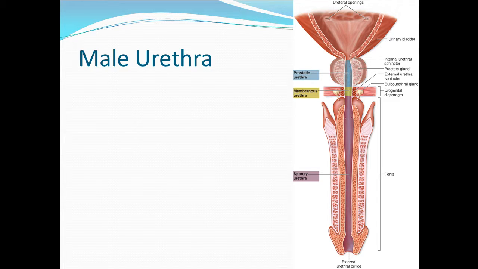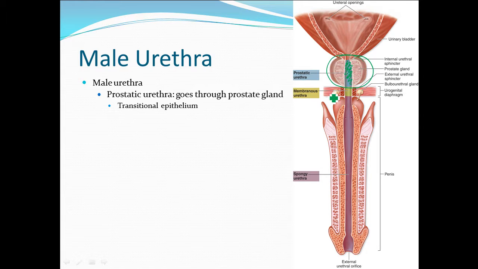Actually, I guess we talk about it now. I thought we were talking about it in the reproductive system. Okay, so there's 3 regions of the male urethra. We have the prostatic urethra, and like the name implies, this is going to be within the prostate. It goes between the prostate gland. Okay, it's made up of transitional epithelium, which makes sense because we're coming from the urinary bladder.